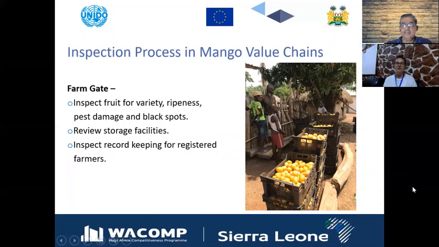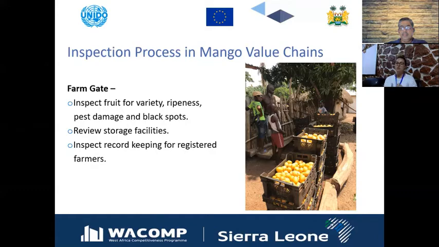At farm gate, you want to look at the variety of the mango and the ripeness. So this is a visual inspection. You want to check for pest damage, if there are black spots, so if the mango has any diseases. You want to see if it's been damaged at all in the harvesting practices.